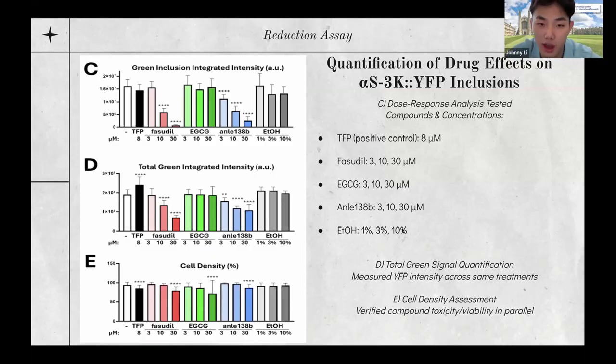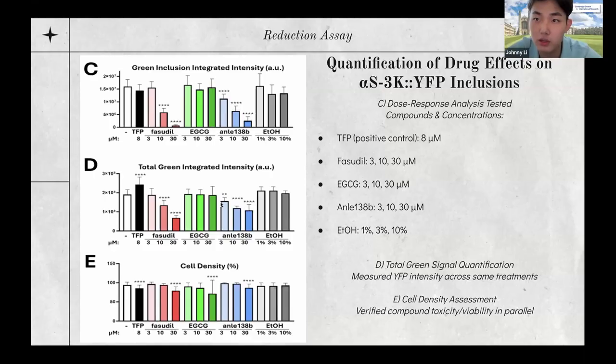However, Fasodil and Anli 138B both showed dose-dependent clearance effects. As you can see, 10 and 30 micromolar Fasodil significantly reduced inclusion levels, with 30 micromolar nearly eliminating them completely. Anli 138B mirrored this effect with clear reductions at all tested concentrations, particularly at 10 and 30 micromolar. Once again, EGCG and ethanol showed no measurable effect, essentially confirming their ineffectiveness against clearing preformed inclusions.